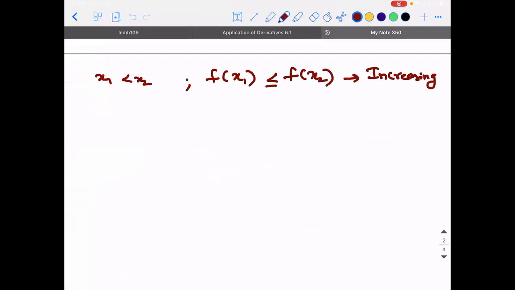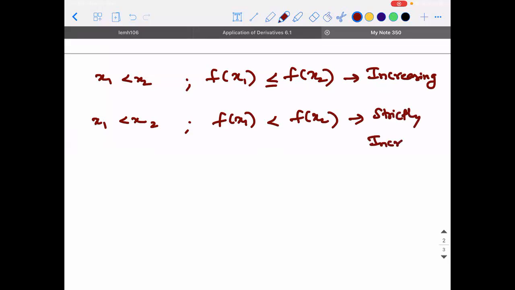Please make a note. So in a given interval, if x1 and x2 are two values such that x1 is less than x2 and f of x1 is less than or equal to f of x2, then we call it increasing. If x1 is less than x2 and f of x1 is less than f of x2, this is called strictly increasing. This is the right way of understanding. That is how it is defined mathematically.